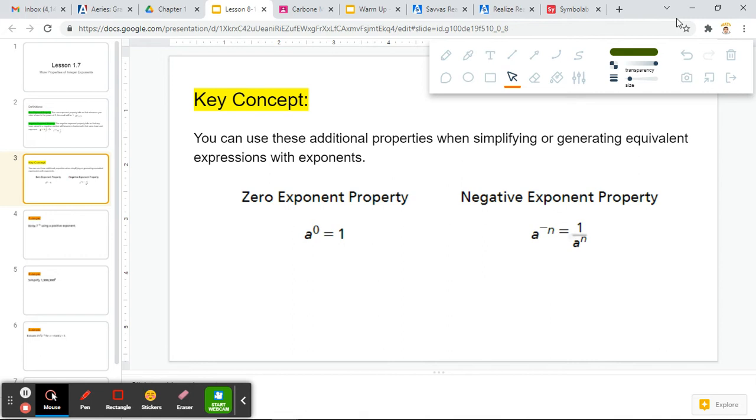Okay, so for our key concept today, you can use these additional properties when simplifying or generating equivalent expressions with exponents. And I just restated our properties for you today. Again, the zero exponent property tells us that any base raised to 0 will be equal to 1. And the negative exponent property tells us that whenever you're raising your base to a negative exponent, it simply becomes a fraction with your base and your new positive exponent in the denominator.